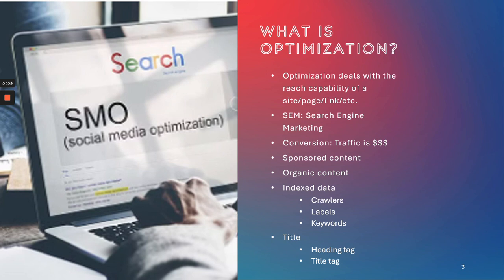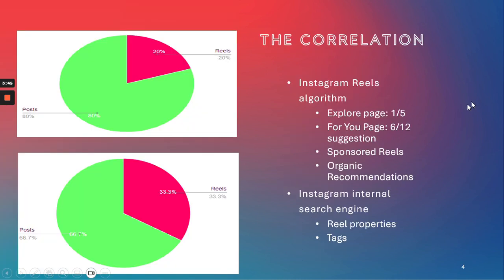And then when you use your title, once again, your heading tag, this is the title of your video. This is what it gets tagged as. Your title tag is a different version of that, which is more in depth. So what's the correlation here? Instagram Reels are shown to you through an algorithm.